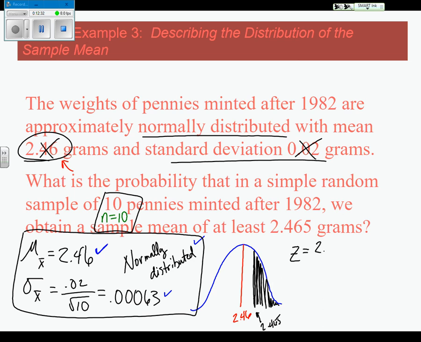2.465 is the number I'm interested in, so that's going to be my x, minus my mu. Well, my mu is not going to change. It's still 2.46. I'm going to divide it by the standard deviation. Careful, I want to use my new spread down here. My new standard deviation for whenever I'm using 10 pennies is 0.00063. I do my calculator magic with that, and I've got 0.79. Now, that's my z-score. That's not my probability. That's my z-score. So that means that I'm 0.79 standard deviations away from this center right here.